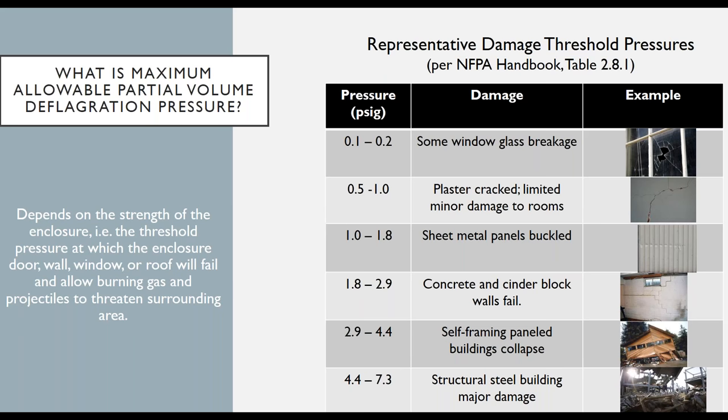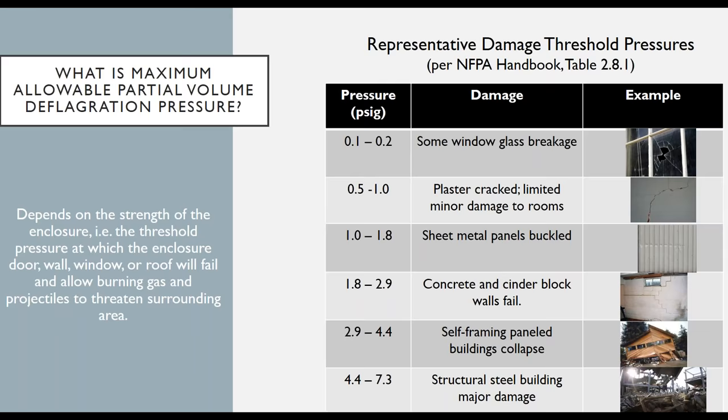So depending on the installation, you can choose one or more of these damage threshold pressures and compare the calculated partial volume deflagration pressure to these pressures to determine if there's enough flammable gas volume emitted during the thermal runaway to threaten, if ignited, delayed ignition, to threaten the enclosure.